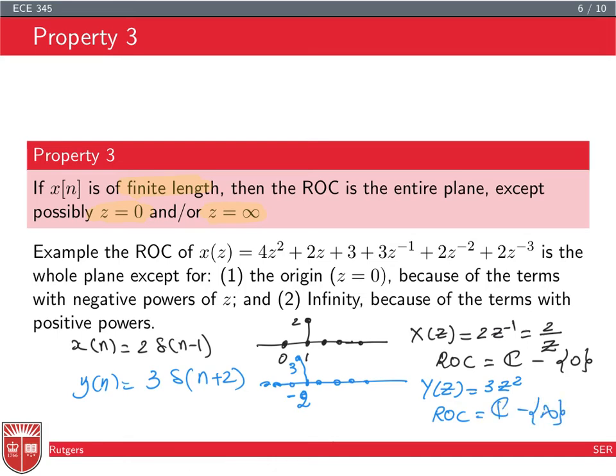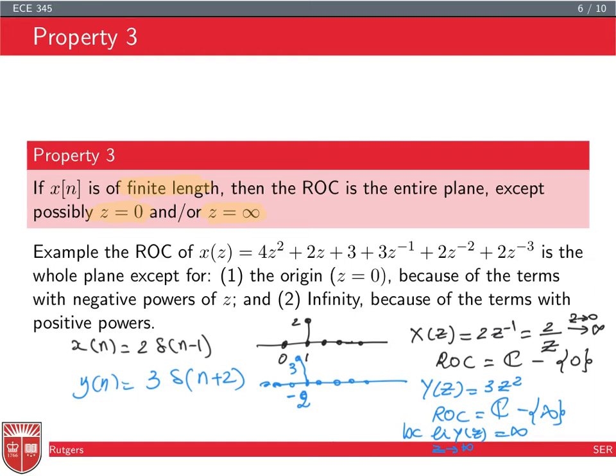Again, the reason is that the limit of Y(z) is infinity when z goes to infinity. And in the first case, the reason is that it goes to infinity when z goes to 0. So when the signal is of finite length, or has finite support, the only problematic cases are when X(z) goes to infinity at z equal to 0 or at infinity.